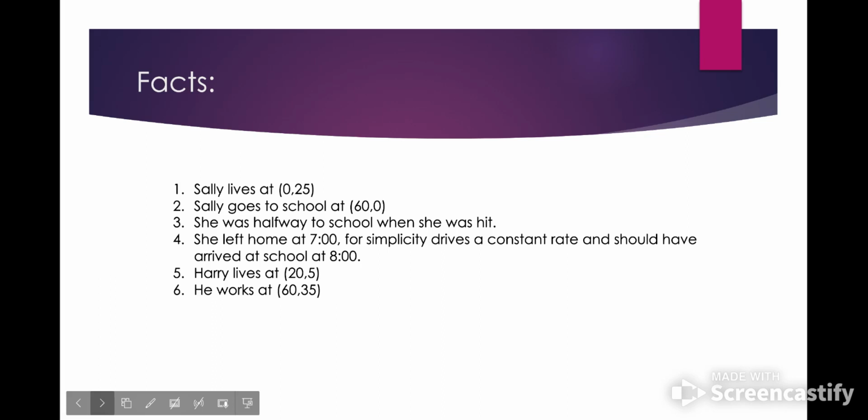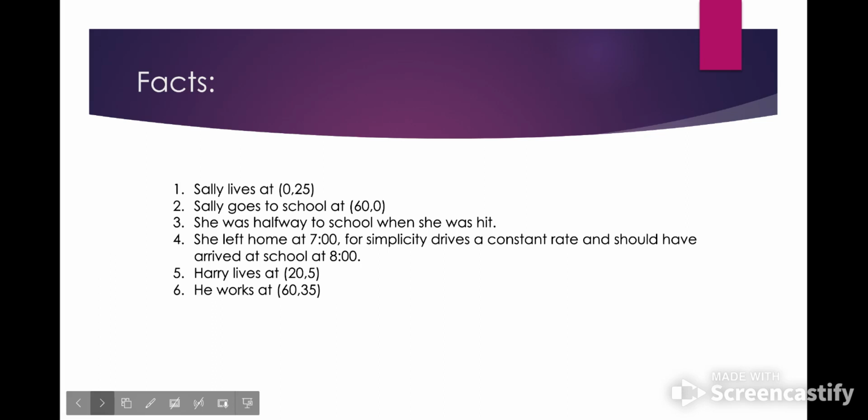And then we have where Harry lives and where Harry works. And that's kind of all we have. That's all I give them to start with, right? And I do mention that Harry, the same as Sally, was going in a straight line at a constant rate. So what we can do is find the point of intersection. Most of them are okay with that. It takes them a little bit.